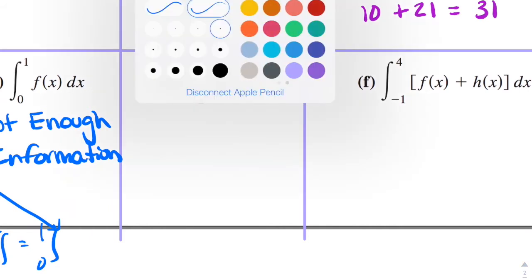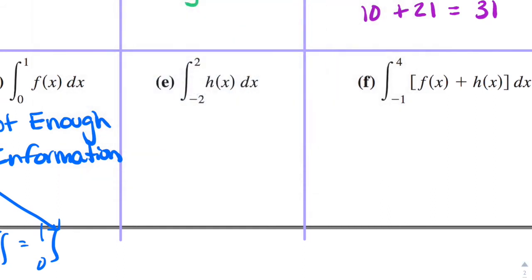I'm running out of colors. I'm trying to keep them separate so it's organized. Not enough info.